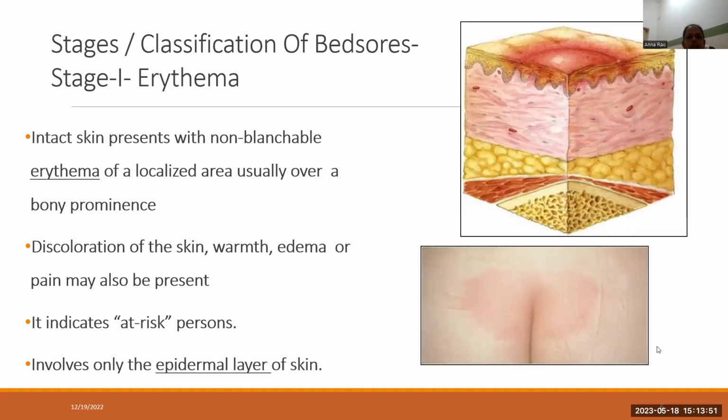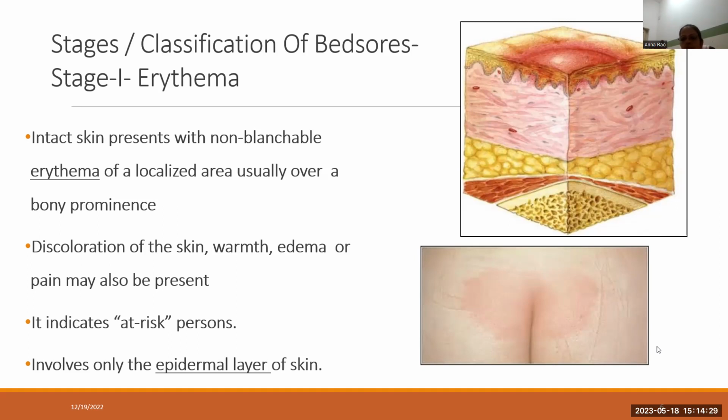Okay, let us quickly go through the stages. Yes, so the first stage is known as the stage of erythema. The name itself suggests that the tissues will look red in color, right? So discoloration of skin is found in the region. You can see in the picture also. And here there will be non-blanchable erythema. Means what? When you press the area, it will not blanch or change color.